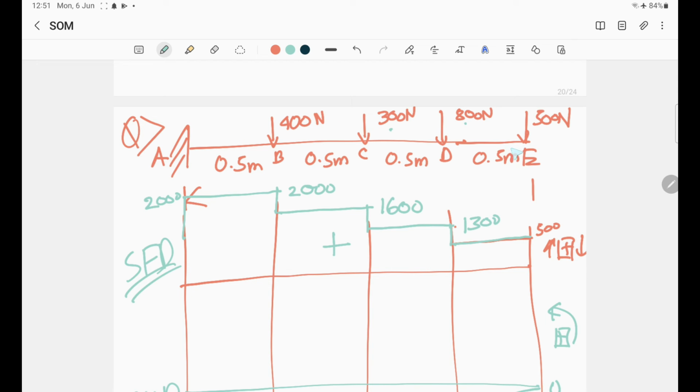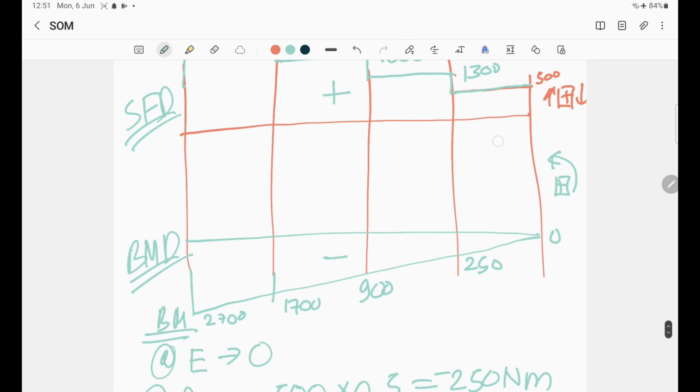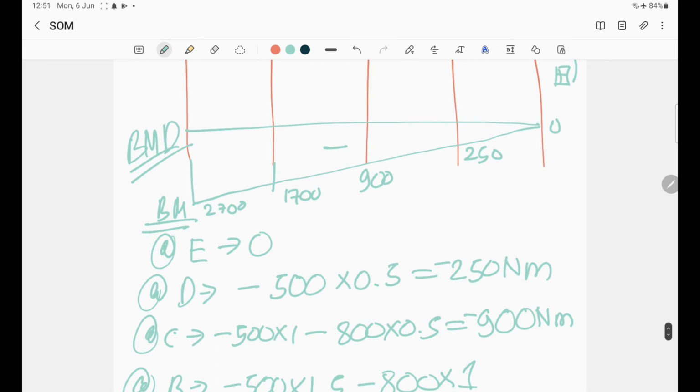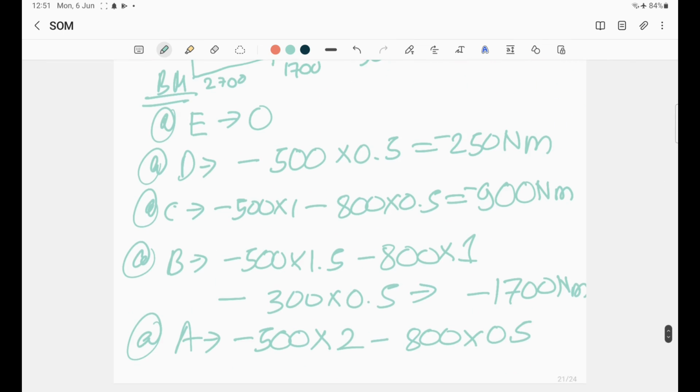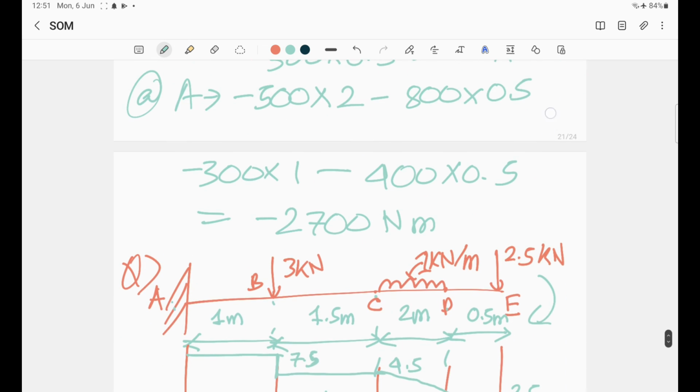And since at B, if we are going from right to left, anti-clockwise is positive. With respect to A, all the forces are moving in the clockwise direction, so everything will be negative. So like this we are finding out the bending moment and shear force. I have calculated this, and you can pause the video and solve it first and then match all the answers. So the answers are pretty simple.